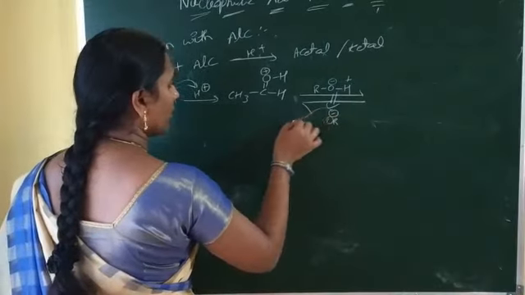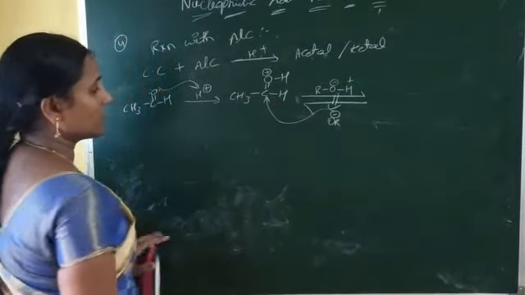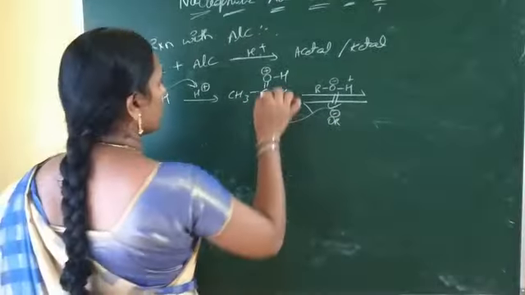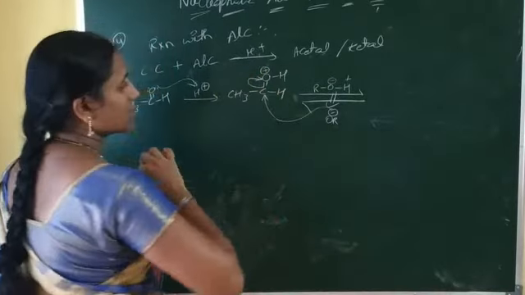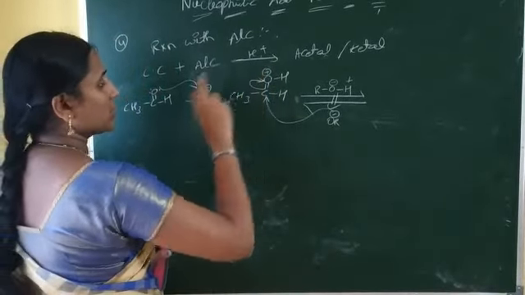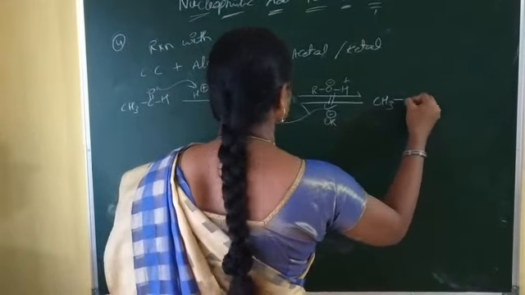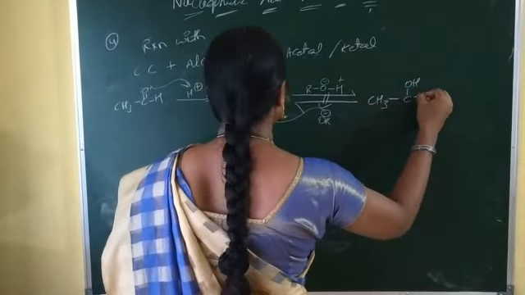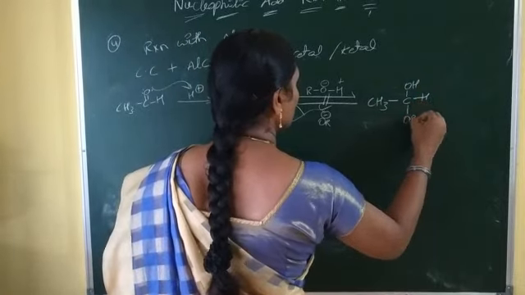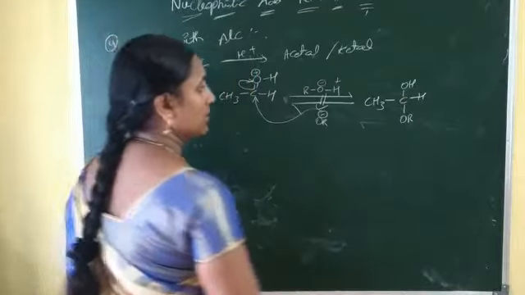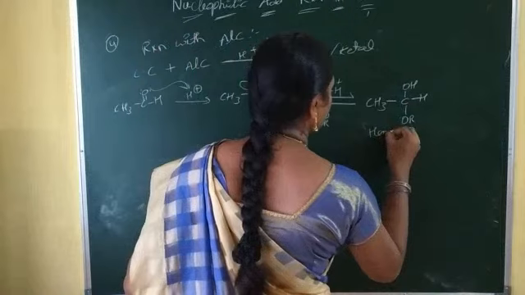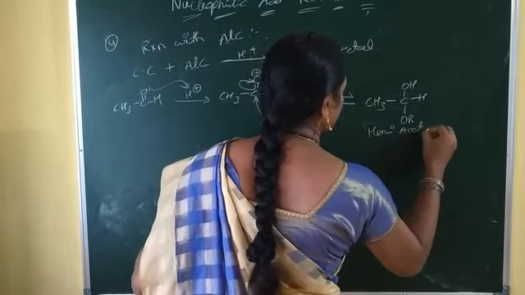Now this nucleophile is directly adding to the partially positive charge carbon atom. Immediately the double bond shifts to the oxygen side. Then the positive charge on oxygen is neutralized. The product is CH3CH(OH)(OR). A new C-O bond is observed. This is named hemiacetal. Hemiacetal.